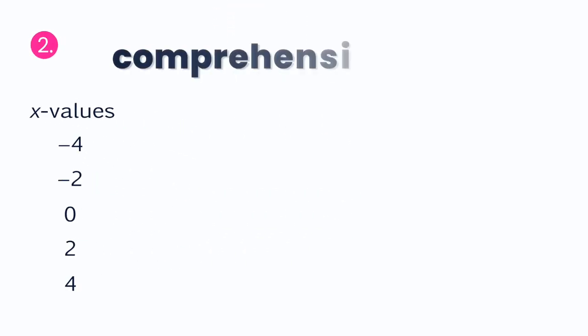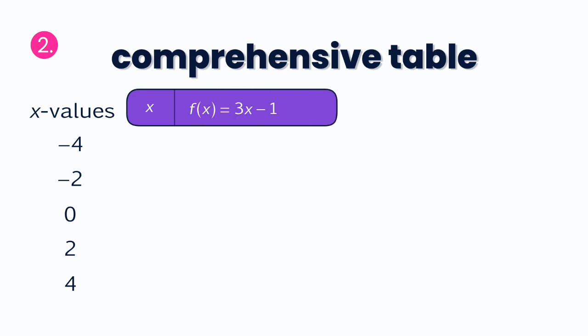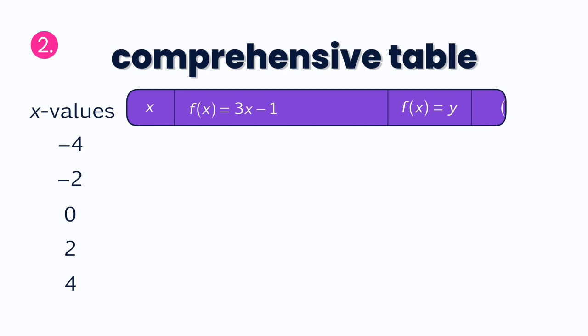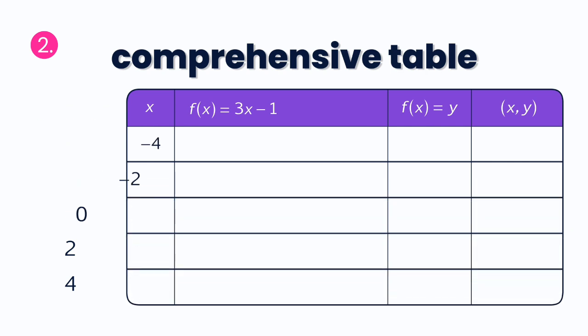The second step is to draw the table. For a comprehensive version of the function table, you'll need 4 columns as mentioned. One for the x values, another where you evaluate the function's expression, which was f of x equals 3x minus 1, one for the y values, and finally a column where you write the coordinates x, y. It is common to list the x values in ascending order like this.